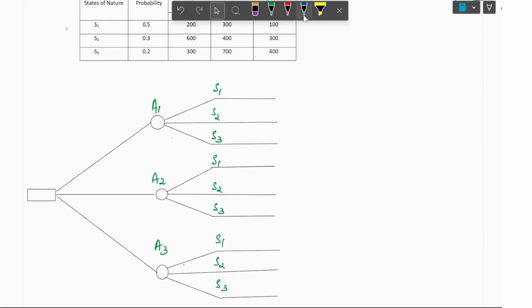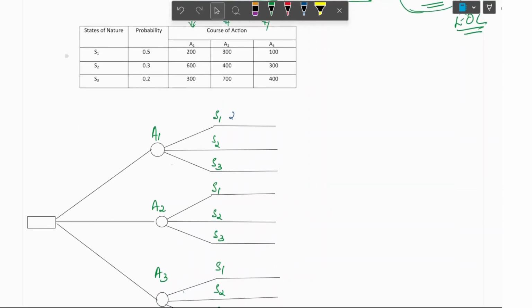Then what am I going to do? I'm going to write the values here. You want to be careful where the values of A1 are. For this one, it is given A1 on top. Therefore, here 200, bracket 0.5. That is your probability value. Then the S2 value is 600.